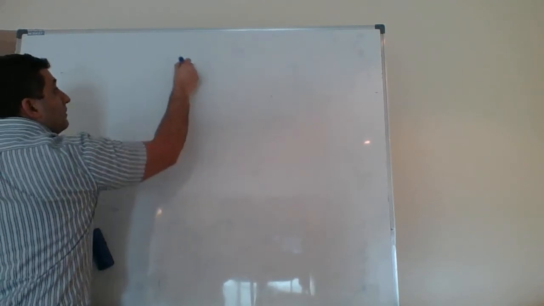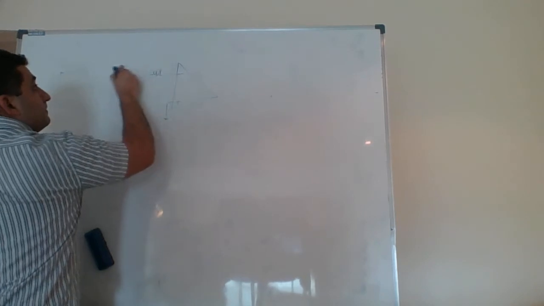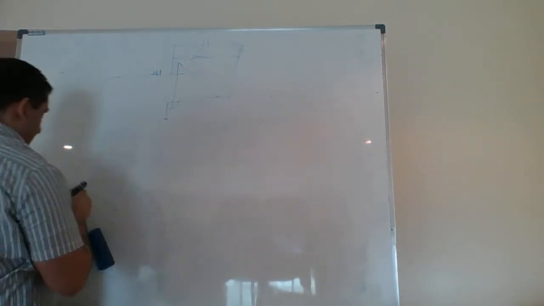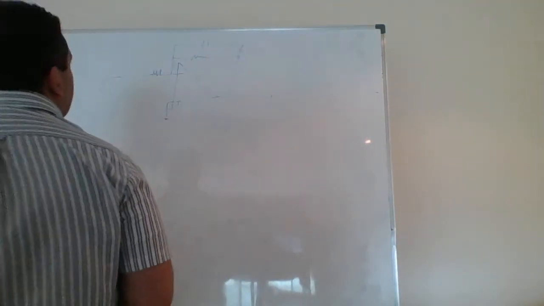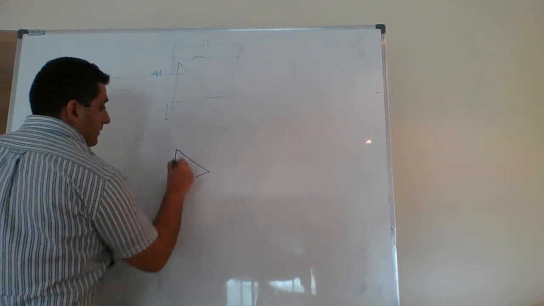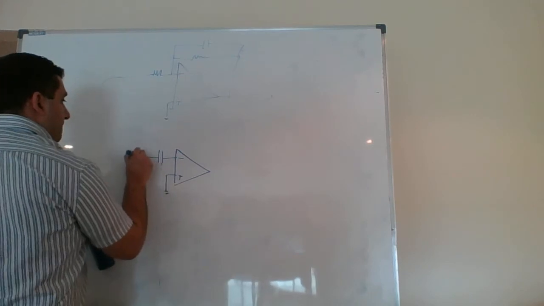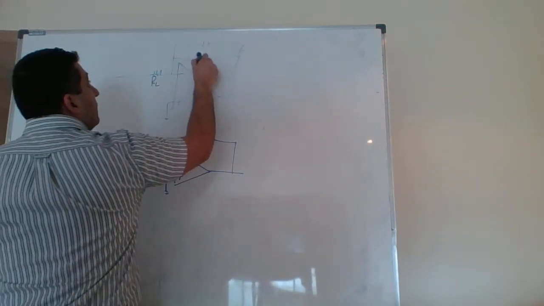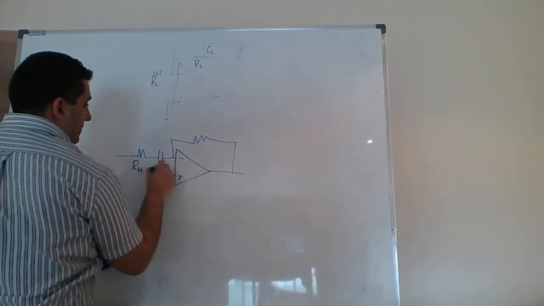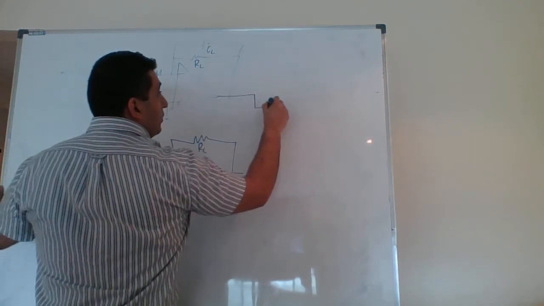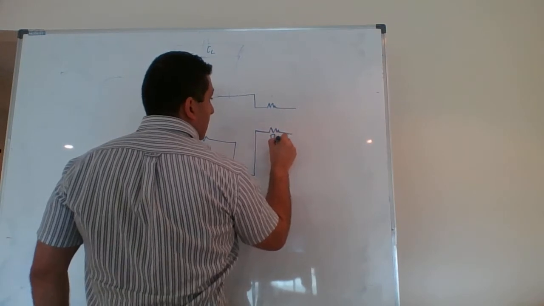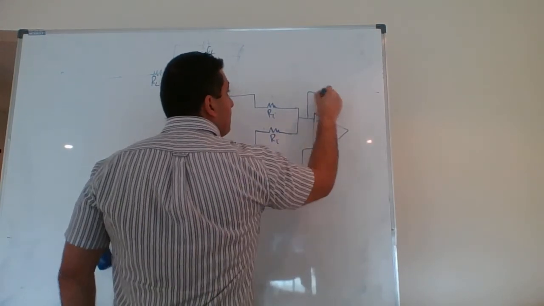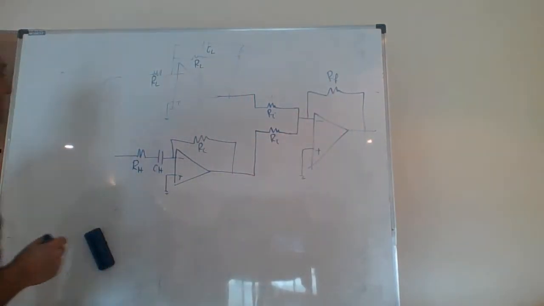I need another, negative, positive. This is R low, C low, RH, CH, RH. These two outputs will go to RF, and this is where your input is.